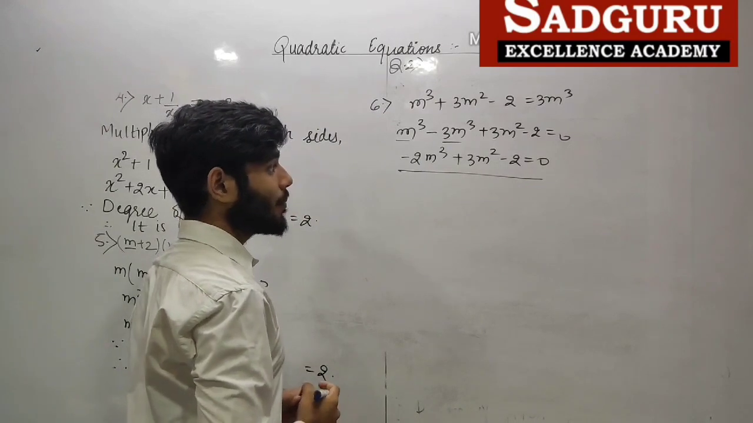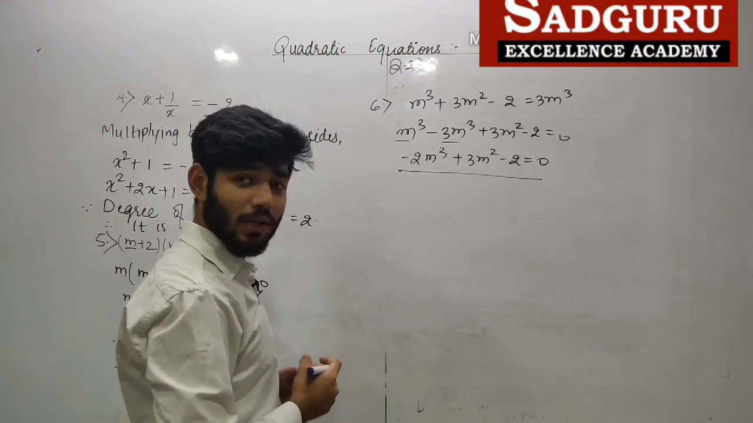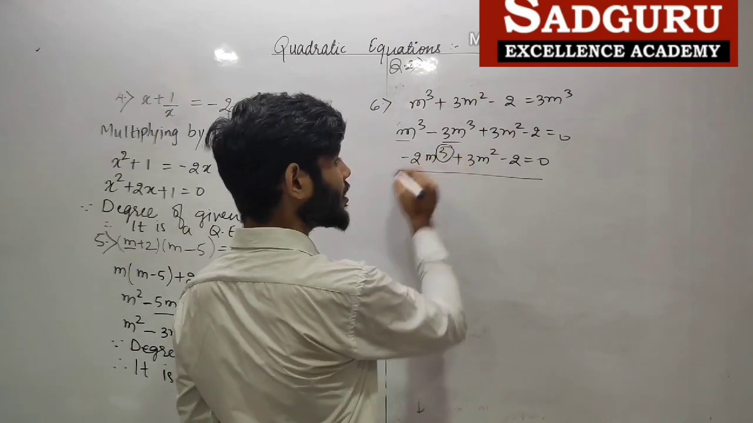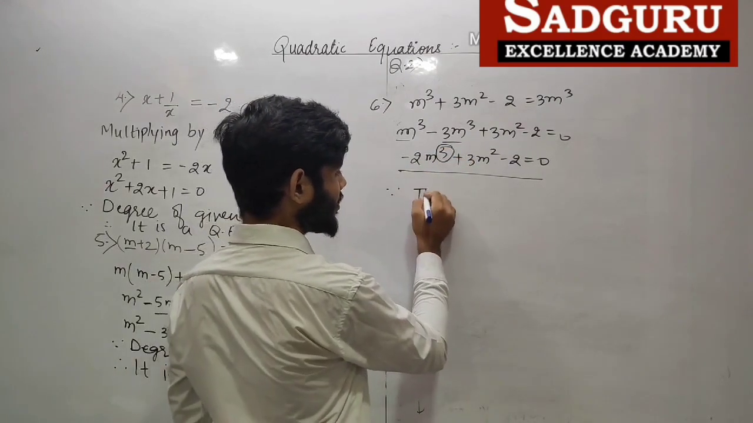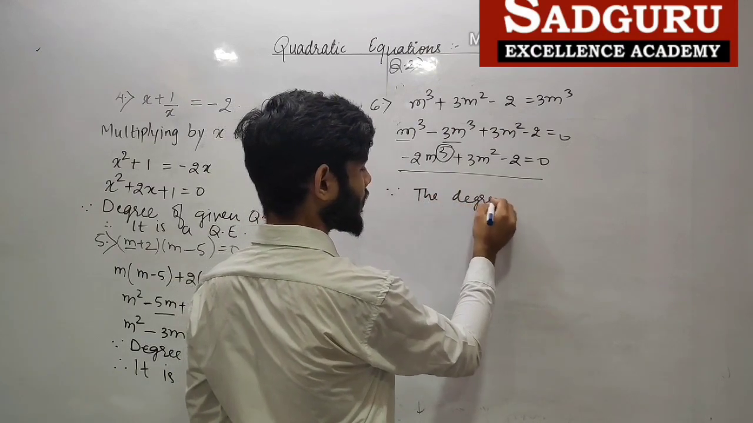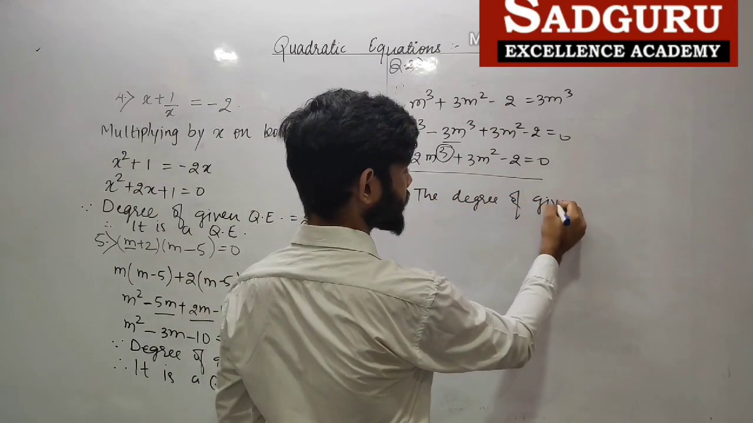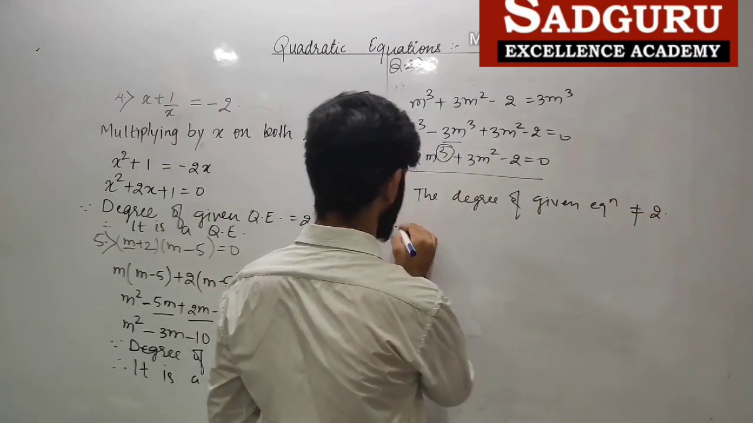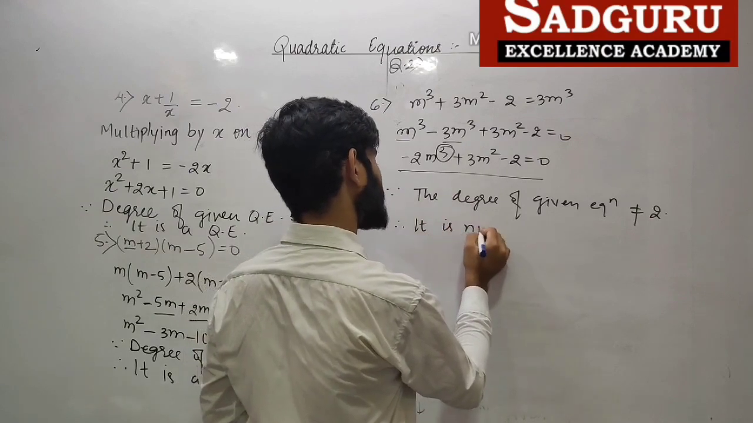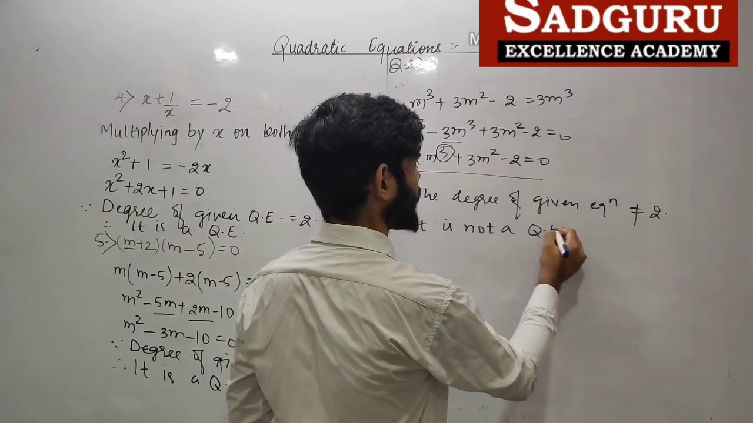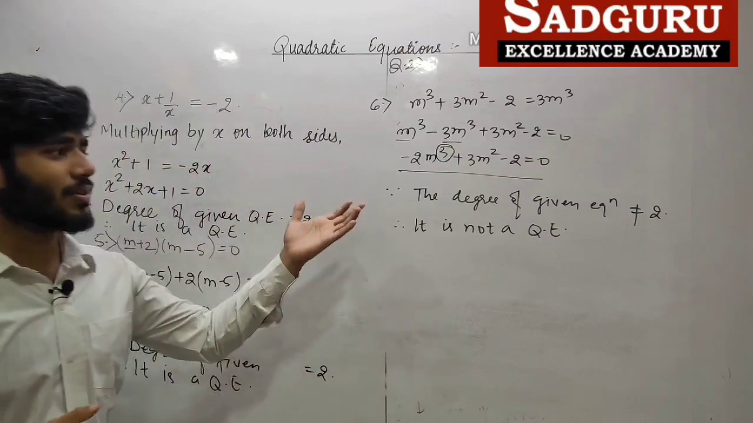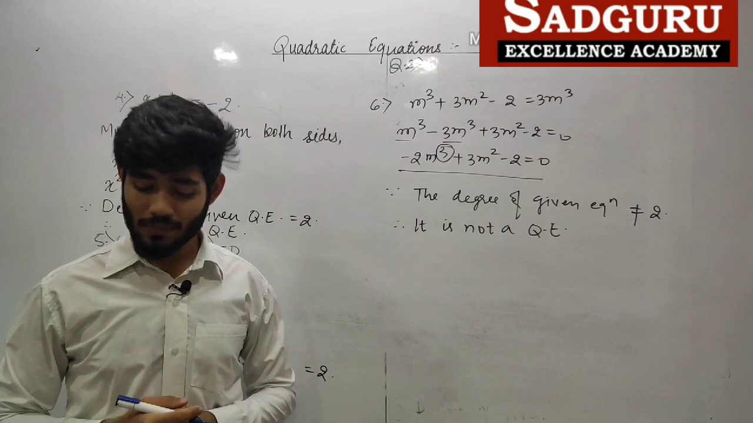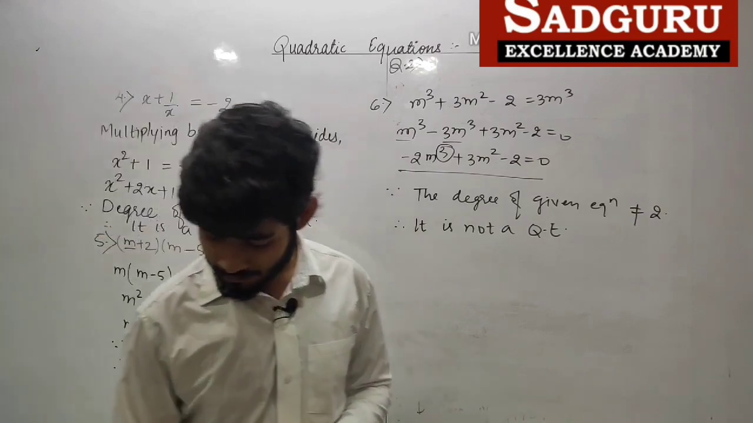This is the standard form. But what is the degree of the given equation? Can you guess the degree? Yes, the degree is 3 over here. Since the degree of the given equation is not equal to 2, therefore it is not a quadratic equation. So here the degree is not equal to 2, right? The degree is 3. So this cannot be a quadratic equation. So let's move on to the third question.